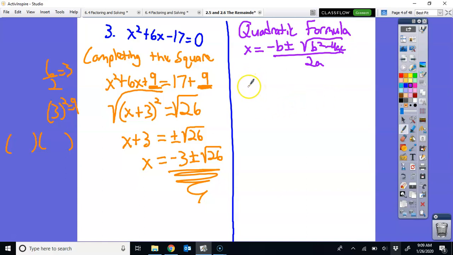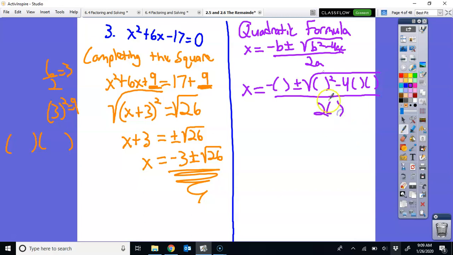X equals negative b plus or minus square root of b squared minus 4ac all over 2a. So now we're going to take it and we're going to use our formula to find our solutions here. So you use your formula and you plug in the spots. Remember, b is the number beside the x. That's the 6 in this case. A is the number in front of x squared, so we're going to use the 1. C is the negative 17. That's the constant term that we talk about.